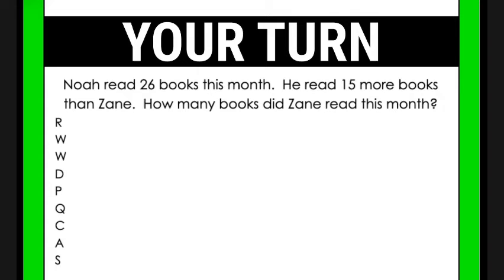Okay, we read the problem, so we can check the R. Now we have the W, and the first one stands for who. So who do we have in this problem? We have two people, don't we? We have Noah and we have Zane. So remember, when we're writing this, it's important to keep our handwriting really nice and neat and also kind of small because we have a lot of unit bars to put in here. So I'm going to put Noah, and then down beneath them, I'm going to put Zane.